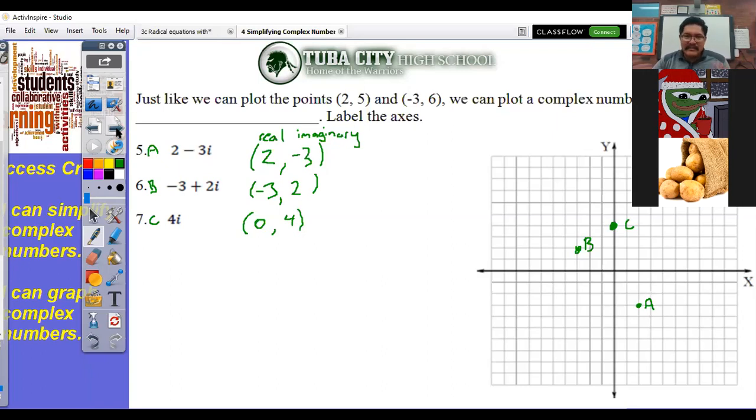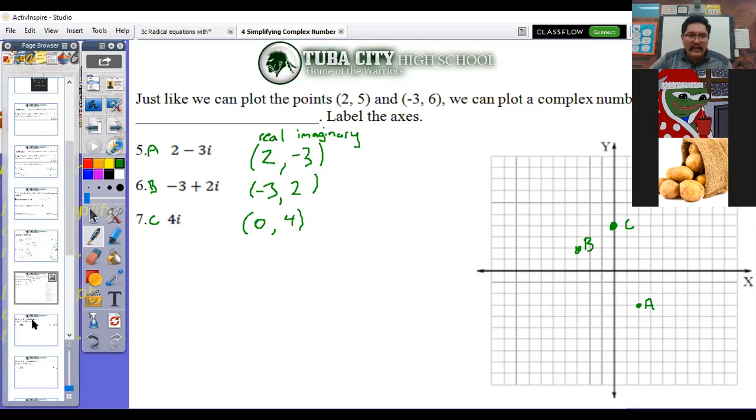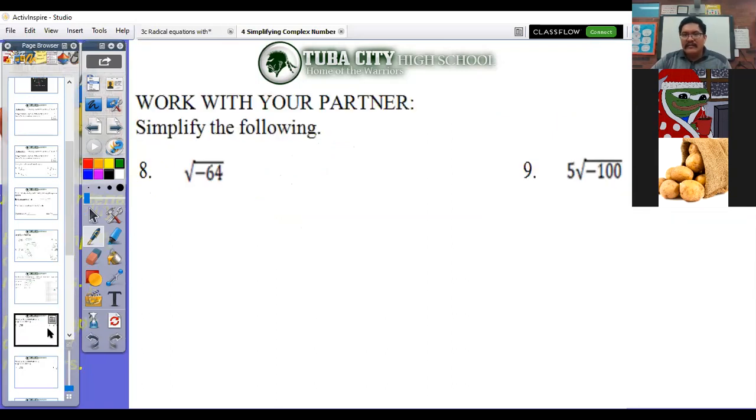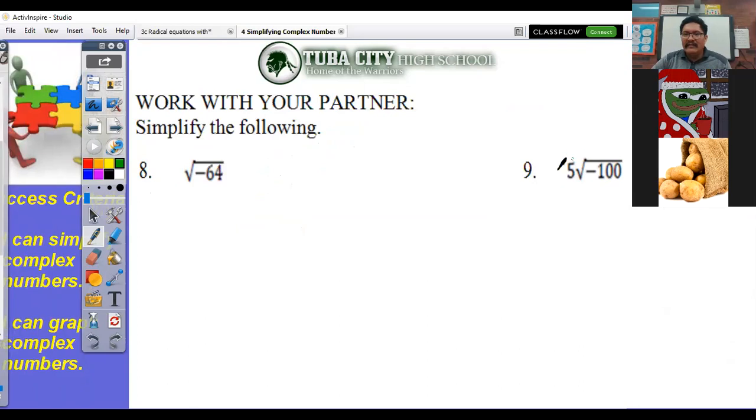So again, it's just as simple as plotting regular numbers. Now, I'm going to go over one more exercise and then we'll be done. Because when I went over the homework, I noticed that there are some problems where, when you are simplifying the radical, there are numbers already on the outside. I think it was like 7 or so of the exercises have numbers already on the outside.